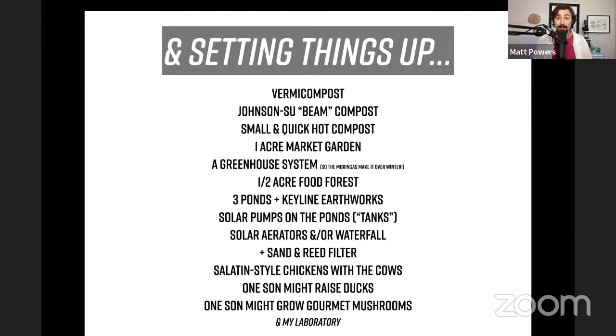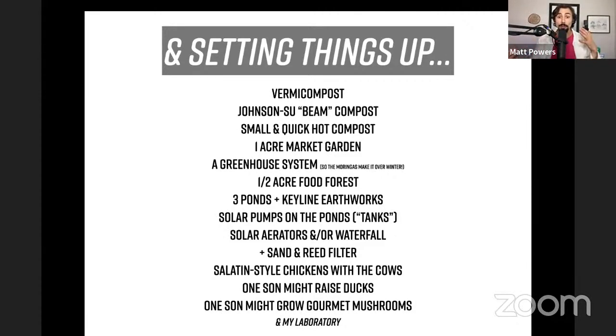And then I'm going to set up a greenhouse system because we've got moringas growing. I have a 1/2 acre food forest I'm going to be setting up. I'm going to be setting up 3 different ponds, or tanks as they're called here in Texas. And they're doing wings off of them. So the water spreads out using keyline earthworks and geometry. So it spreads out evenly as overflow from when the ponds fill up, because they absolutely will.